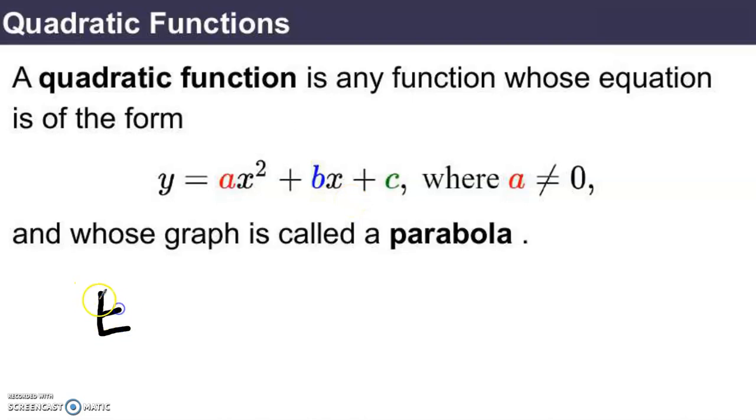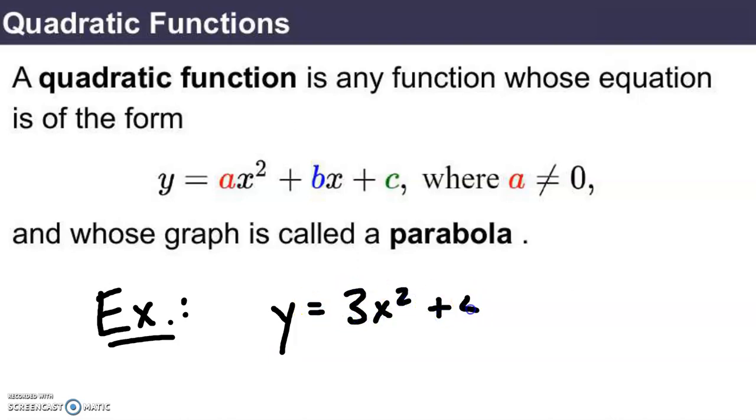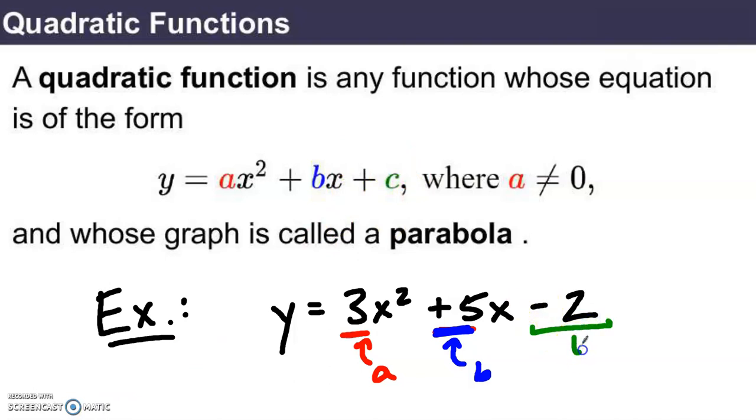Here's one quick specific example. The function y equals 3x squared plus 5x minus 2 is a quadratic function. And in this specific example, the value 3, the coefficient of the x squared term, is a. The value of b is the coefficient of the x term. It's a positive 5. And c, the constant term, the term without x in it, and it's important to get that negative sign in there, is negative 2.